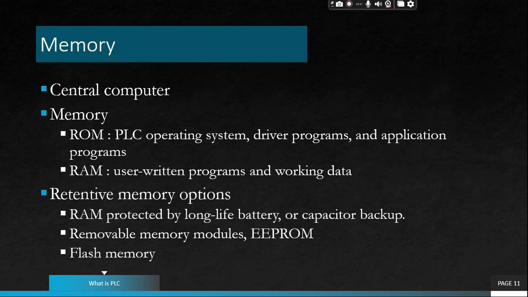Now, memory: what types of memory are used in this PLC? Central computer memory, ROM and RAM. ROM holds the PLC operating system, driver program and application program. RAM holds the user-written program and working data. Retentive memory option: RAM protected by a long-life battery or a capacitor backup. Removable memory module: EEPROM and flash memory.